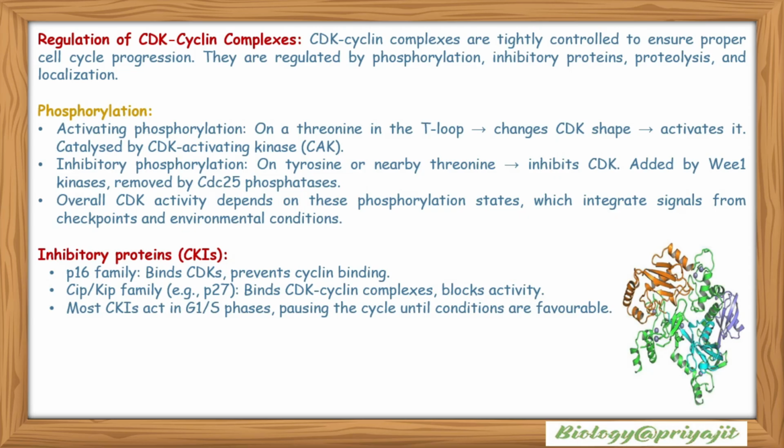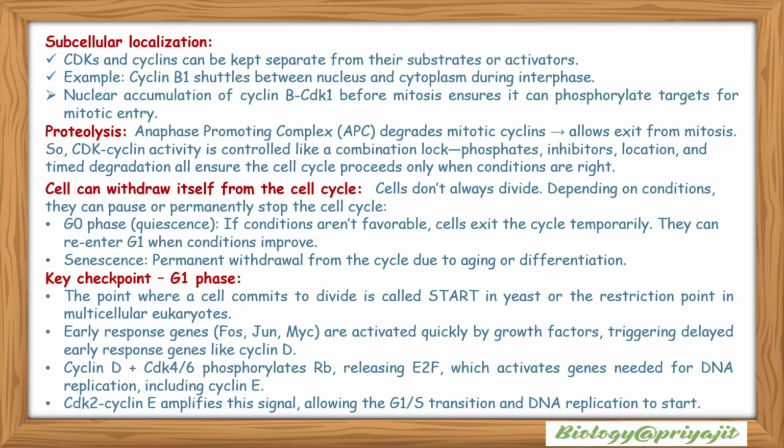Inhibitory proteins are CKIs, the cyclin-dependent kinase inhibitors. The P16 family binds CDKs and prevents cyclin binding. The CIP/KIP family, for example P27, binds CDK-cyclin complexes and blocks their activity. Most CKIs act in the G1/S phase transition, pausing the cycle until conditions are favorable.